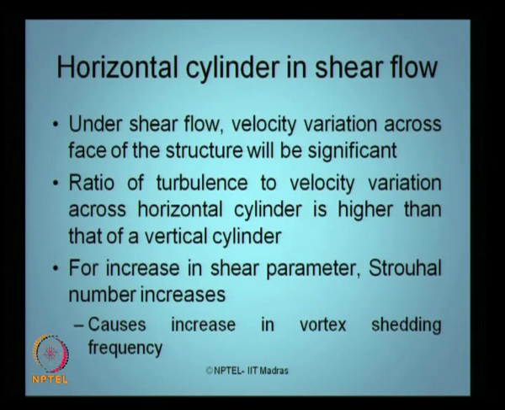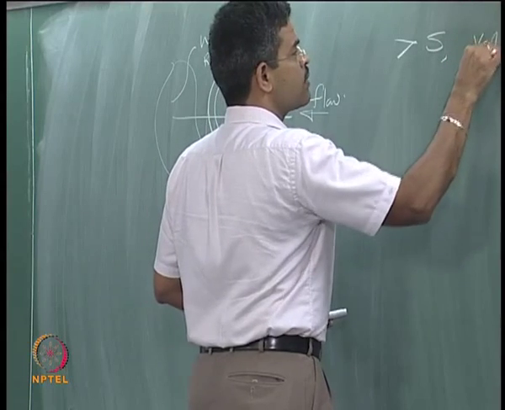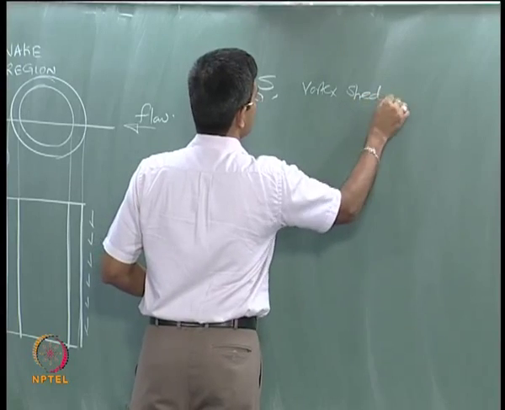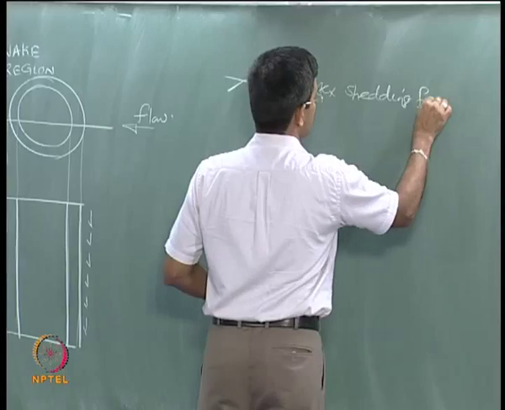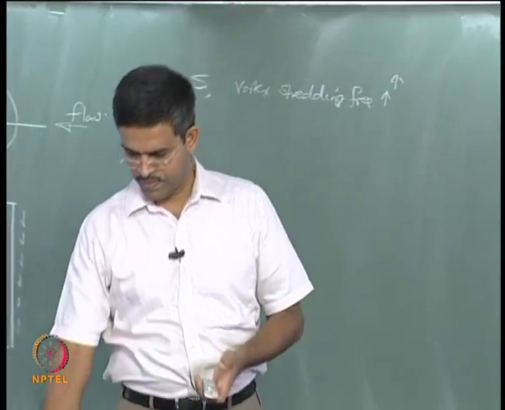So if the shear parameter in a given flow increases, then the Stokhart's number will govern the behavior of the cylinder in a fluid flow. An increase in the Stokhart's number will cause an increase in vortex shedding frequency. For higher Stokhart's number, the vortex shedding frequency will become high for a horizontal cylinder in a shear flow.